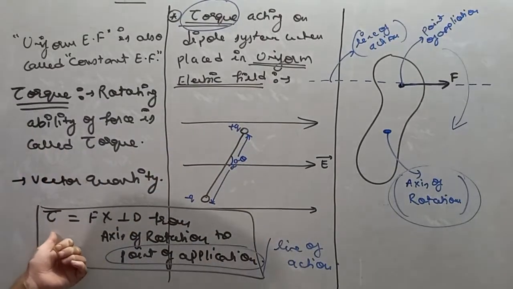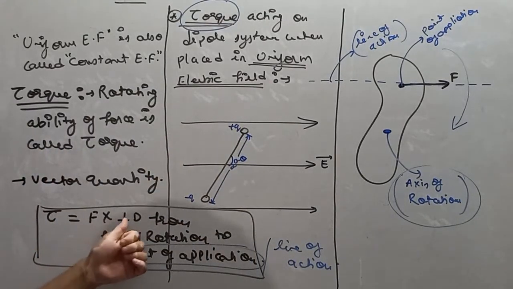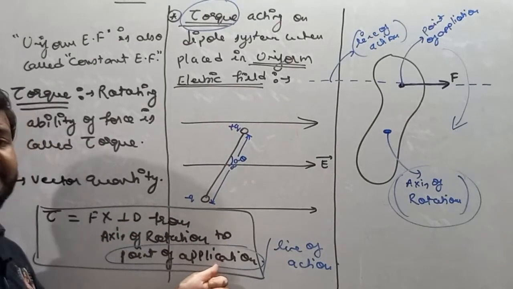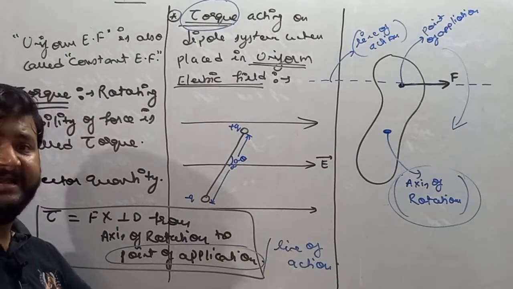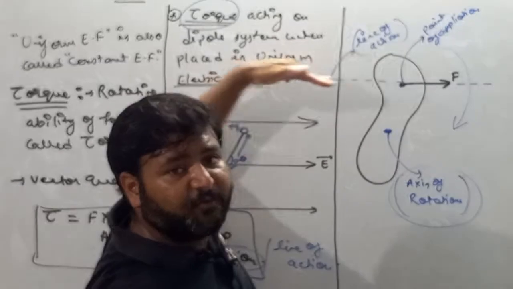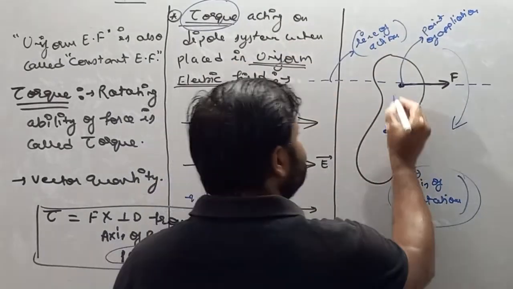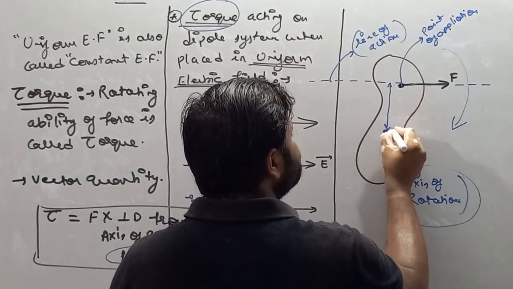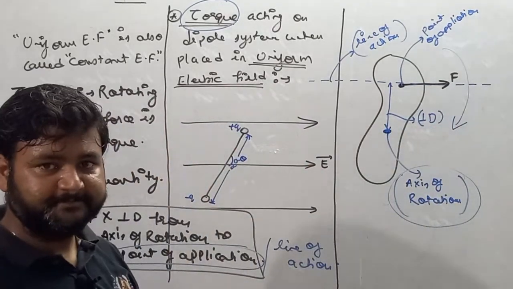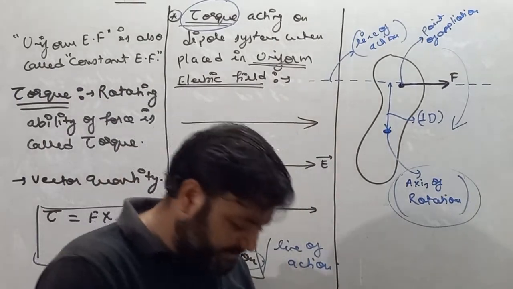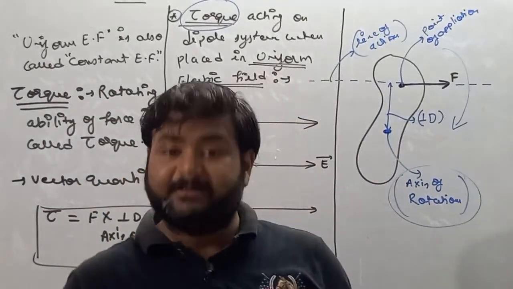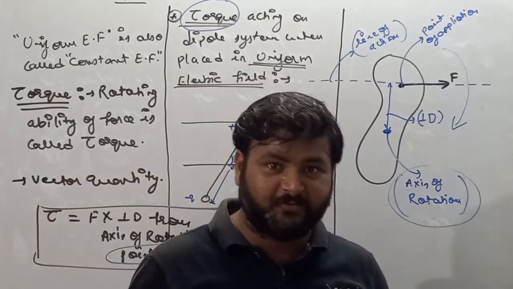So what is the formula of torque? It is force into perpendicular distance from axis of rotation to point of application, or we can say line of action. I already told you, line of action means the line along which force is acting. So this distance is considered to be the perpendicular distance. So this is what torque is. I am repeating once again. Torque is not a new concept, my dear student. Torque is basically the ability of a force.